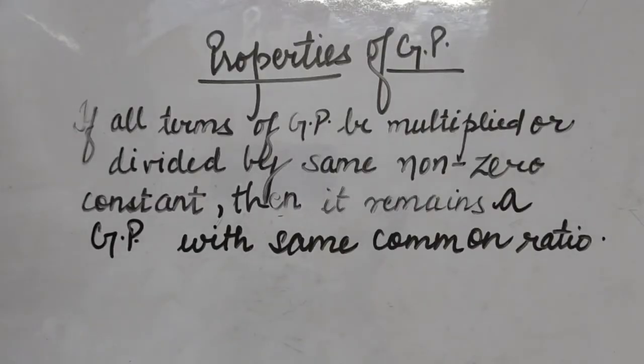Yes students, today we are going to cover a topic which is properties of GP. Listen very carefully as it is most important topic. What is the first property of a GP? If all the terms of a GP be multiplied or divided by the same non-zero constant, then it remains a GP with the same common ratio.